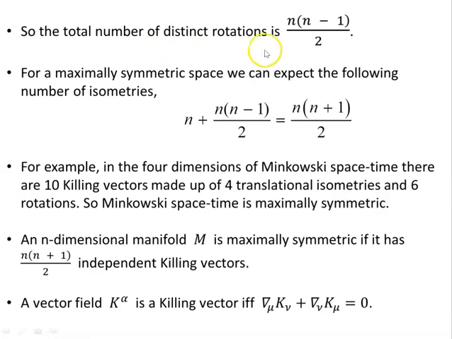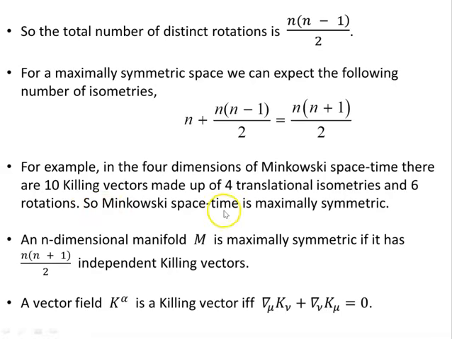So the total number of distinct rotations is n(n-1)/2. For a maximally symmetric space, we can expect n translations plus this number of rotations, giving a total of, if you do the algebra, n(n+1)/2 isometries. For example, in the 4 dimensions of Minkowski spacetime, there are 10 Killing vectors made up of 4 translational isometries and 6 rotations, 3 of which are boosts and 3 of which are pure rotations.